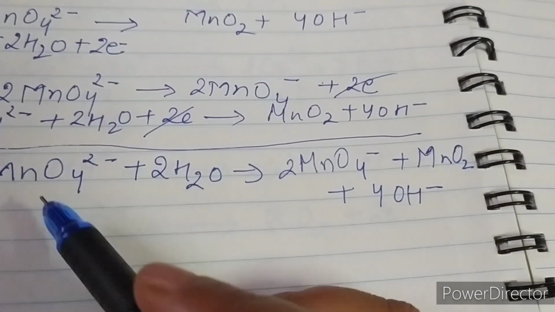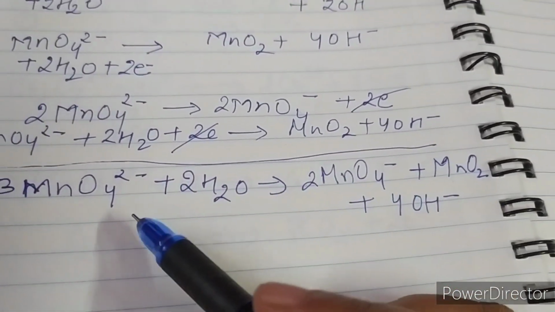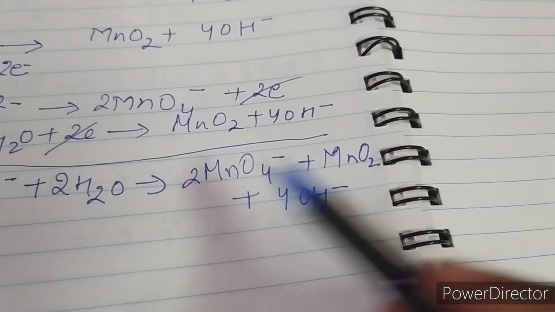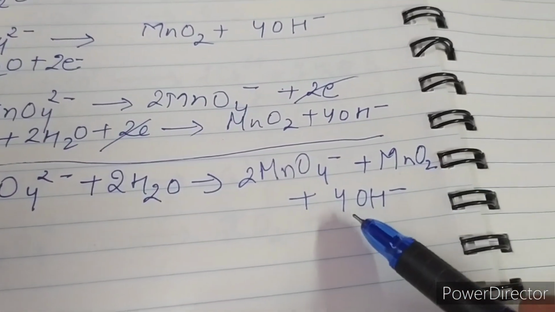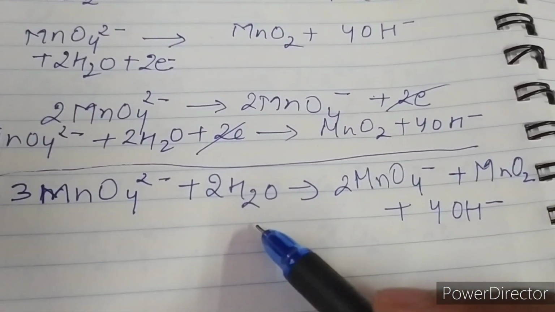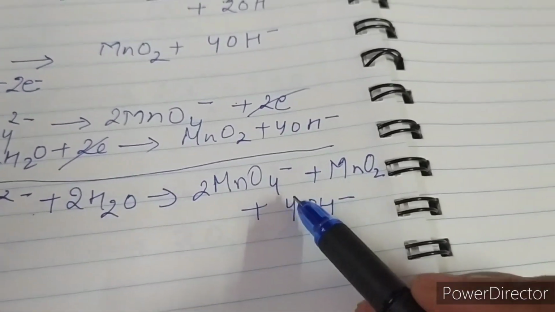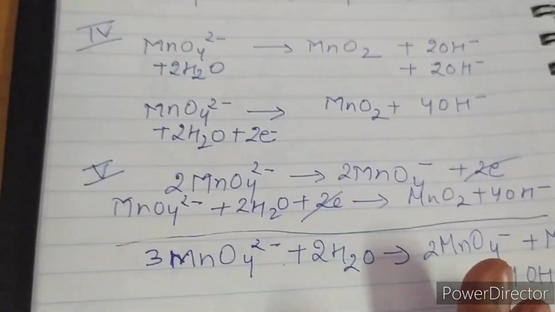Again you can check all the atoms. Here you have 3 manganese atoms, and here again 3 manganese atoms. Oxygen is 4 threes are 12 and 2 is 14, on the right 4 twos are 8, 8 and 4 is 12, and 2 is 14, and hydrogen is 4 and 2 twos are 4. Charges also you can see 3 twos are 6 minus, and here minus 2 and minus 4, that is again minus 6. So the entire equation is balanced.